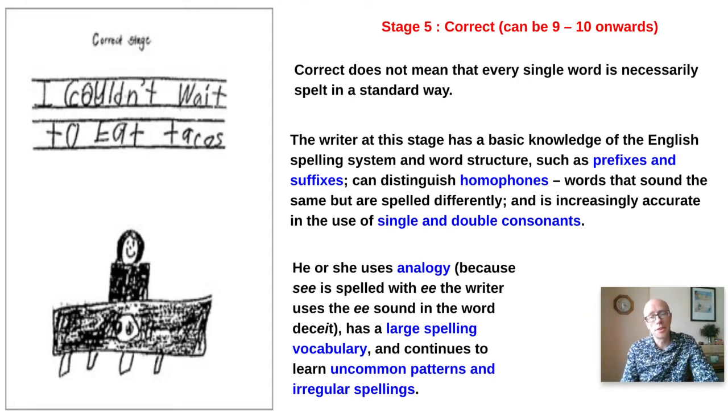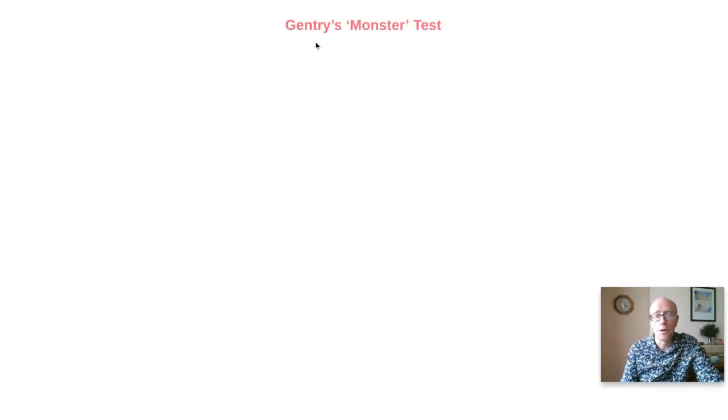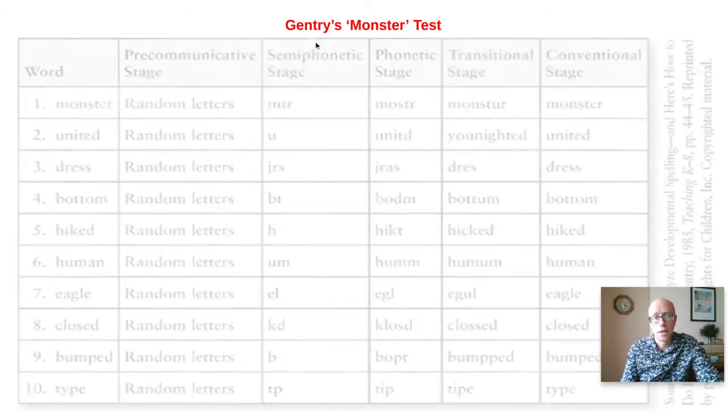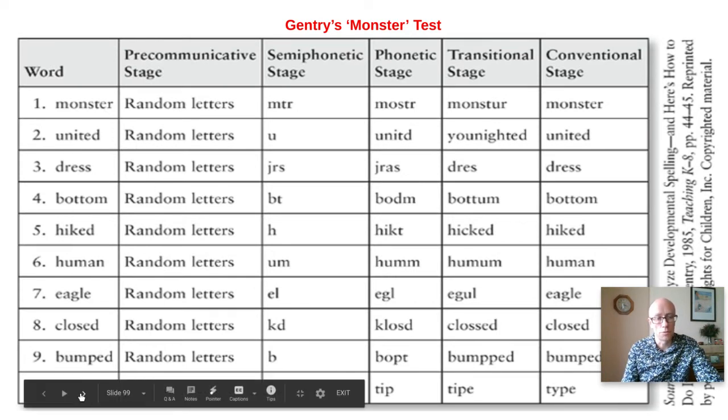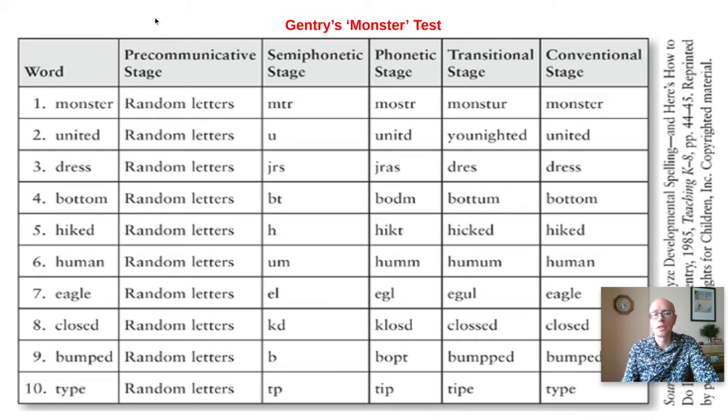Okay, so what I'm suggesting to you is that when you are looking at orthography in children's writing, then Richard Gentry is a good place to go. It's a good model to follow. And here is Gentry's so-called monster test. This is good, this. I like this. So children were asked to spell these 10 different words at different ages. And what it demonstrates is the development of children's spelling over time.